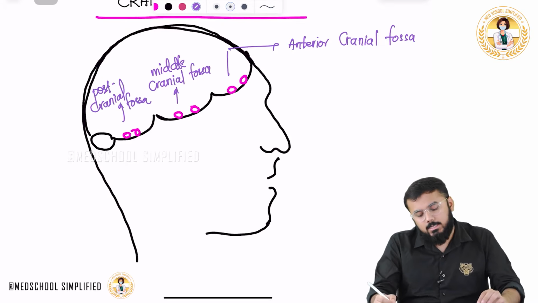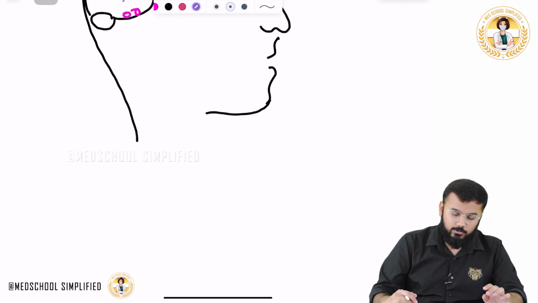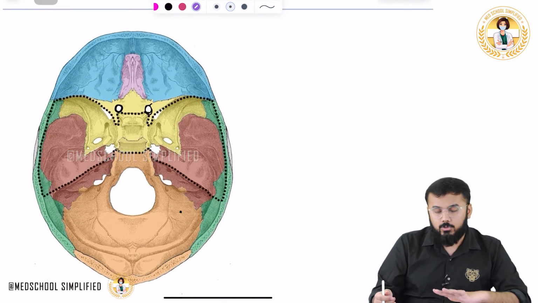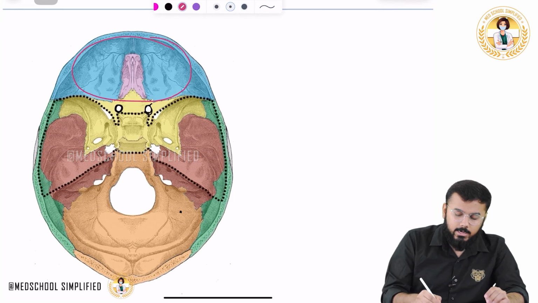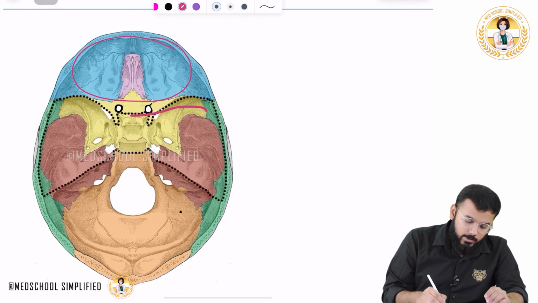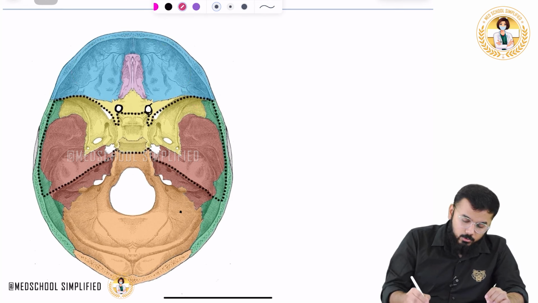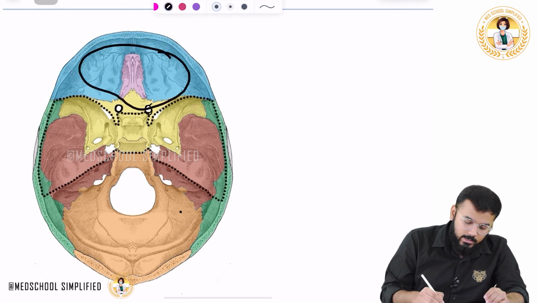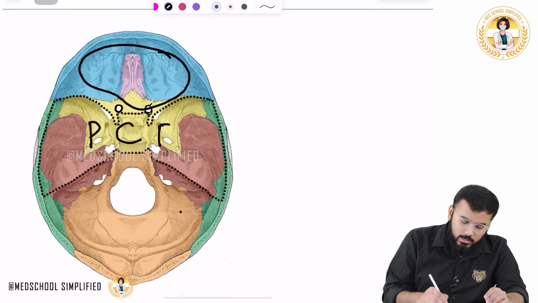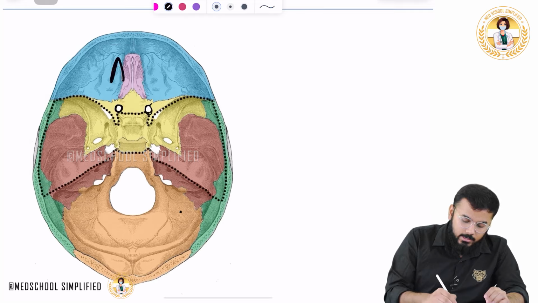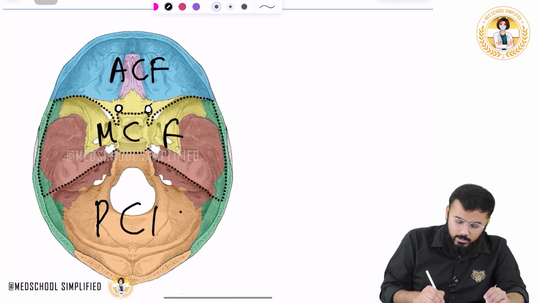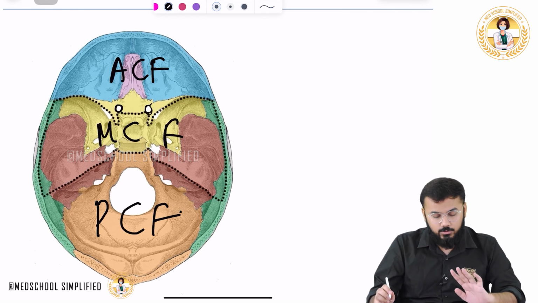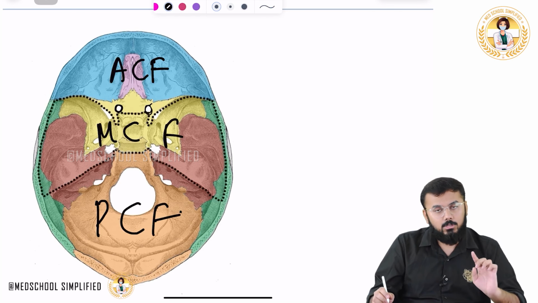So let us discuss these cranial fossae. The first important picture you can see right now: this entire thing is your anterior cranial fossa. After that, this particular part is your posterior cranial fossa, and this is your middle cranial fossa. These are the three cranial fossae which you have, and within these cranial fossae you see the openings.